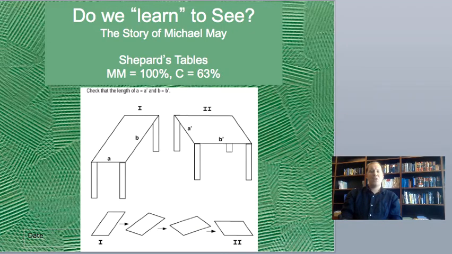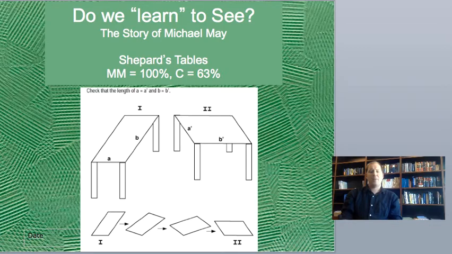However, Michael May actually had advantages over most people in some areas. Here's something called a Shepherd's table. In 1 and 2, the dimensions of the table are actually the same on the tabletop. I know it doesn't look like it to you. It looks like one's a narrow, long rectangle, the other's more of a rhombus, a short, squatty rectangle shape.